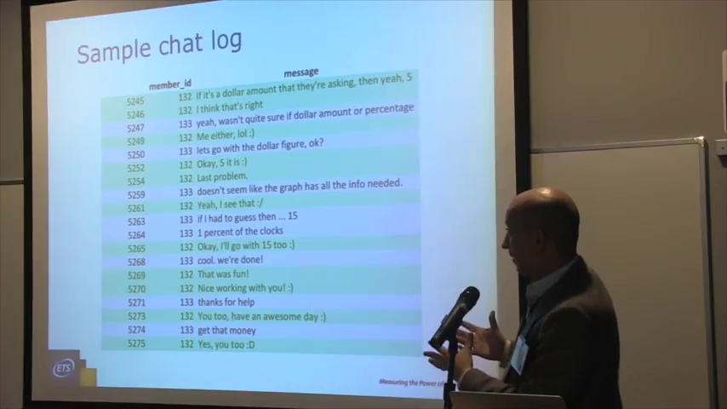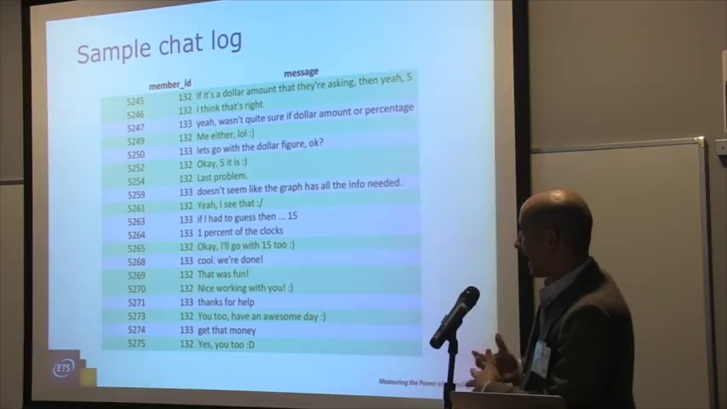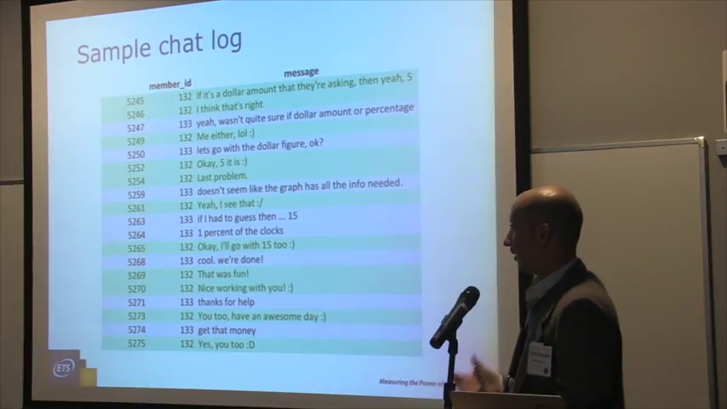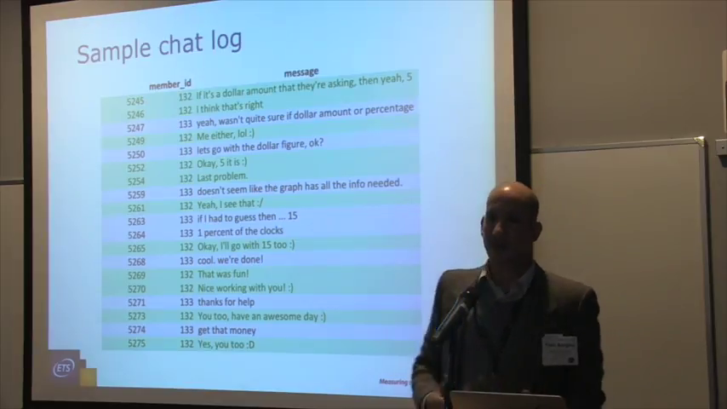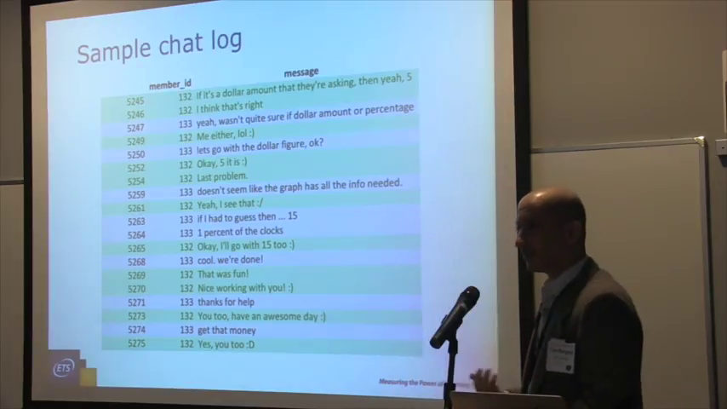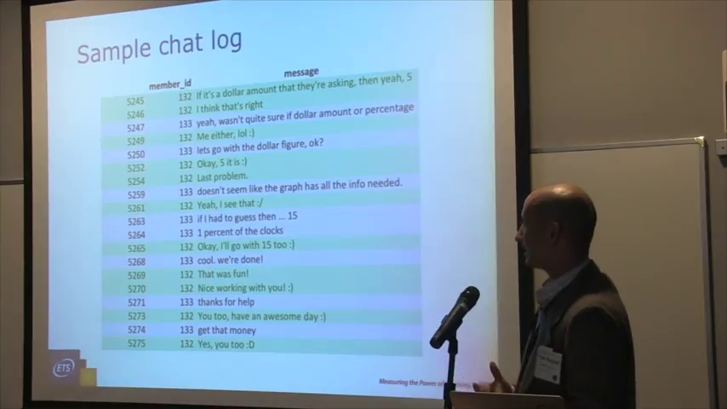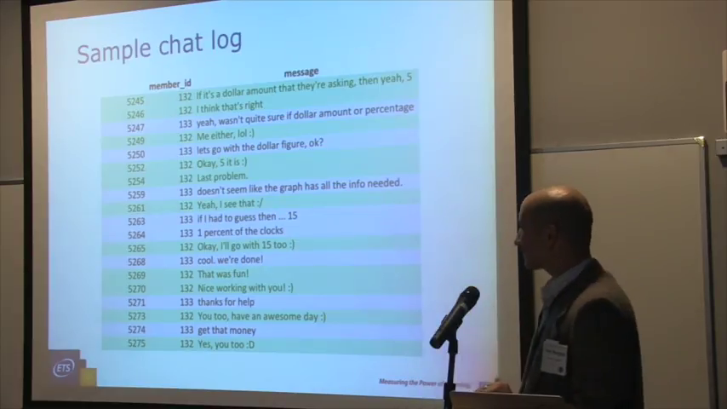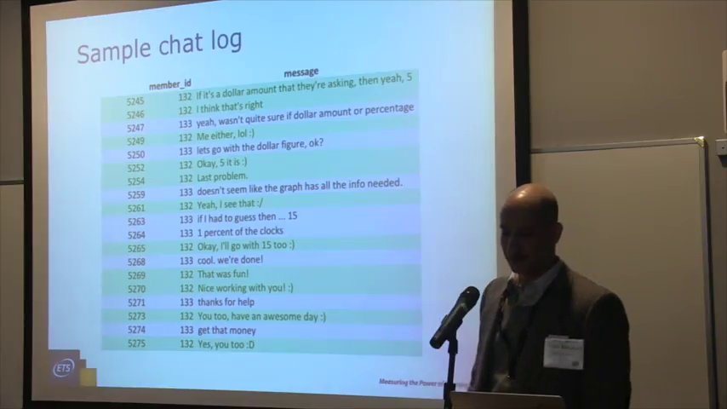But in the next problem, which is the last one, they just say, "I don't think the graph has the information, so I'm just going to guess that it's 1%." "Okay, me too." So that's not enforcing particularly good behaviors, and at the end you can see that they're like, "get that money," and that's visible in a lot of the chat logs.